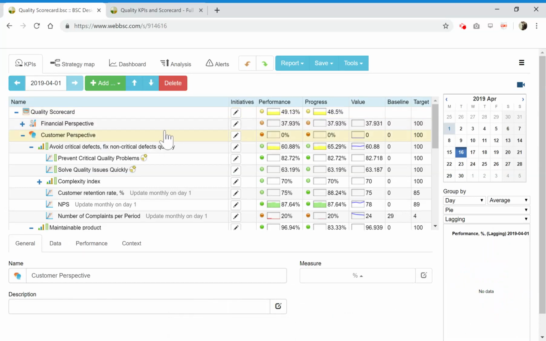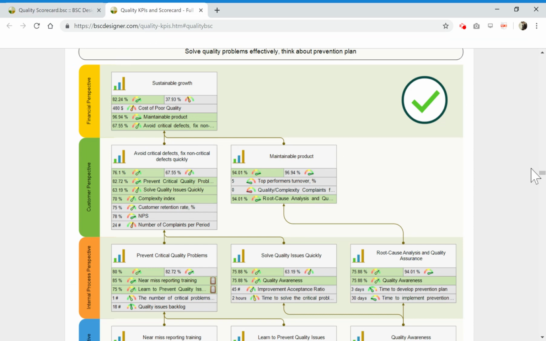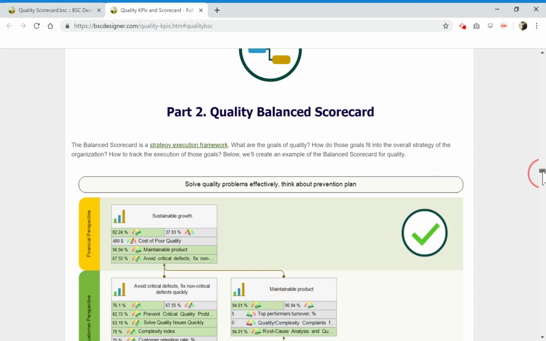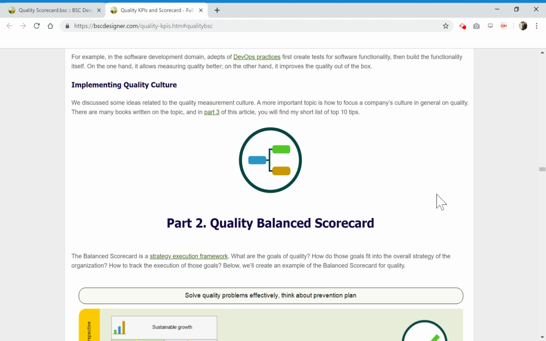Hello, this is Alex from BC Designer, and in this video I'm going to give some explanations about quality KPIs and the quality scorecard. First of all, we have discussed the quality balance scorecard in separate articles.